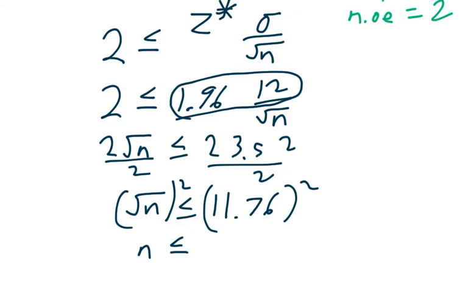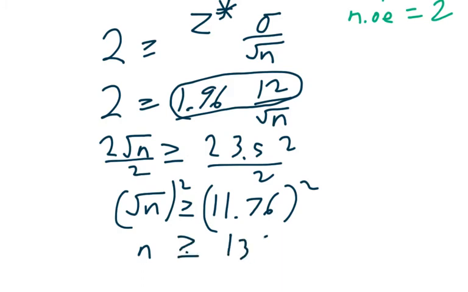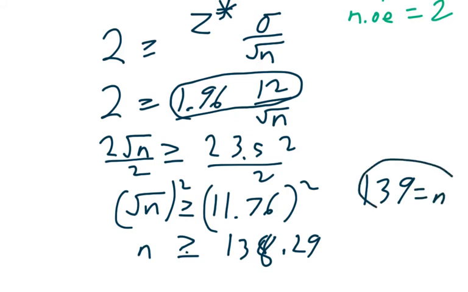And throughout this whole problem, I made a mistake with the sign. It should have been greater than, because no more than means that I don't want a confidence interval or a margin of error bigger than 2, so everything has to be less than 2. So 138.29. So when I got 138.29, I always have to round up in these problems, and so my sample size has to be 139. That's it for this particular lesson.